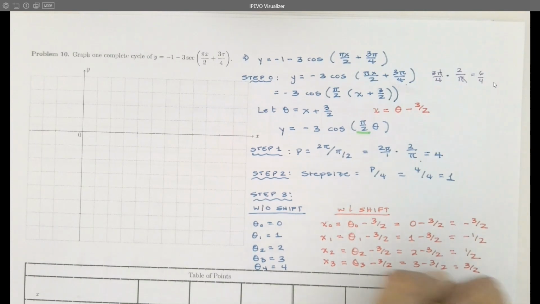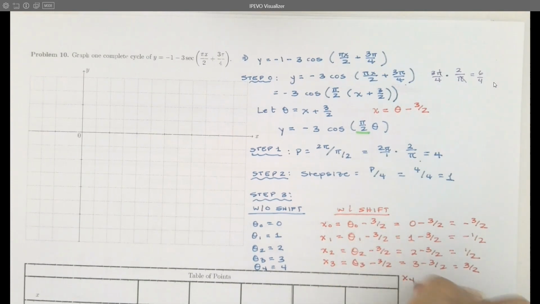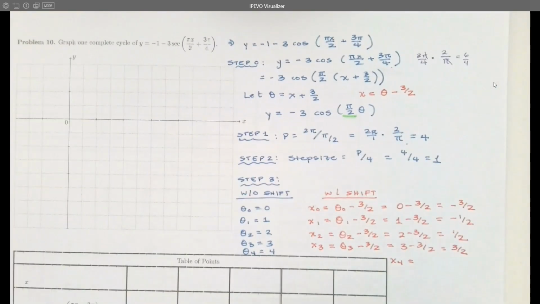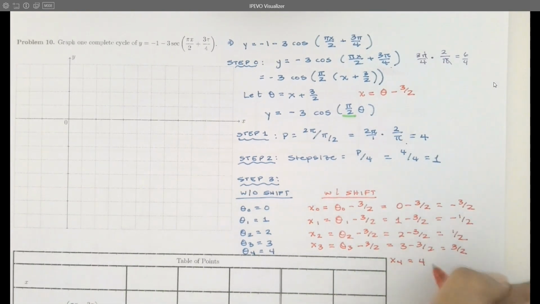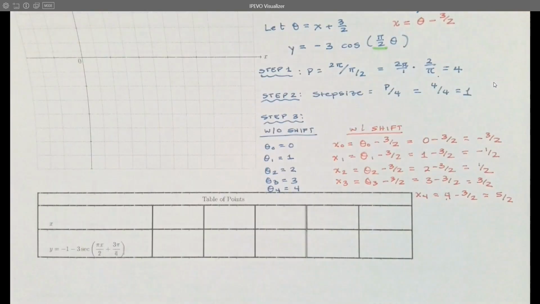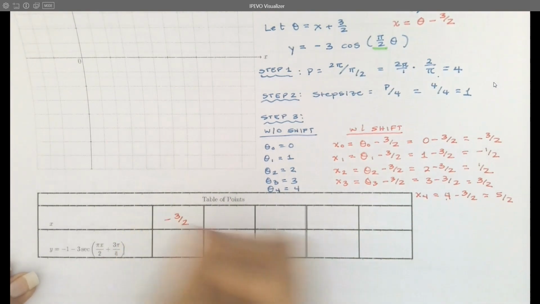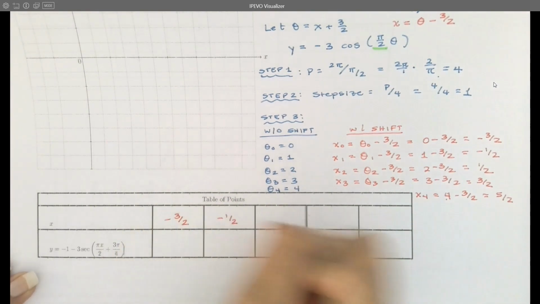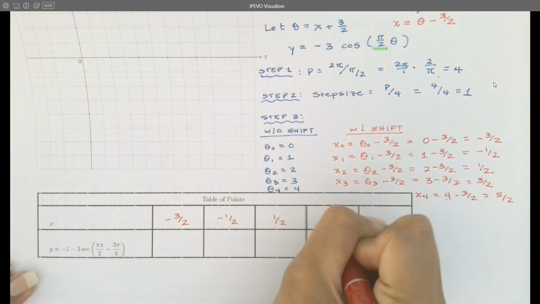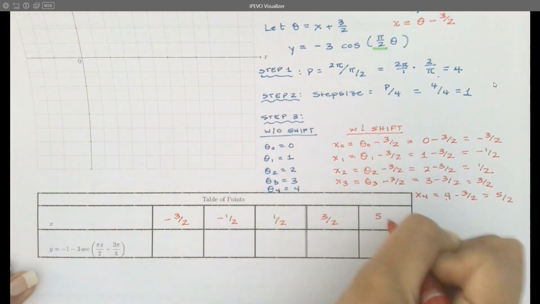And then the final x value, which I'll squeeze over here to the right, will be 4 minus 3/2. This is the same as 8 over 2, so 8 minus 3 will give us 5/2. The next step is to transfer over the x values to our table of points. So the first relevant x value is negative 3/2, followed by negative 1/2, 1/2, 3/2, and 5/2.